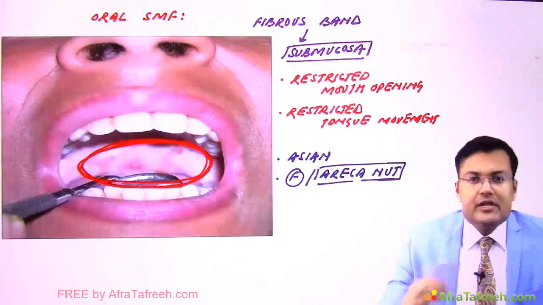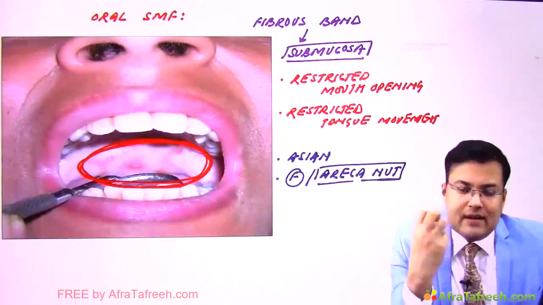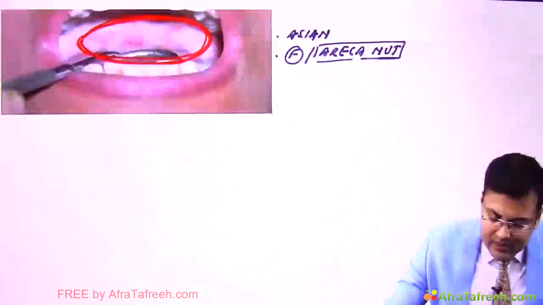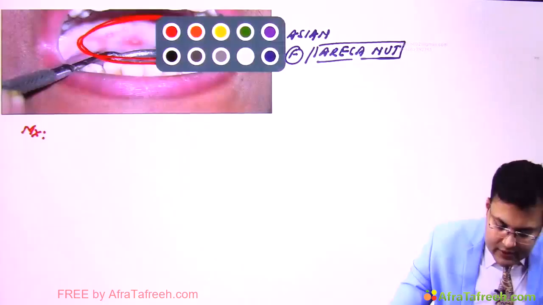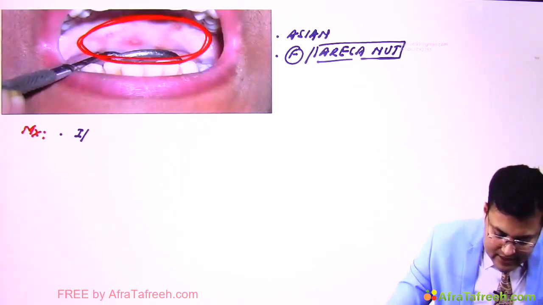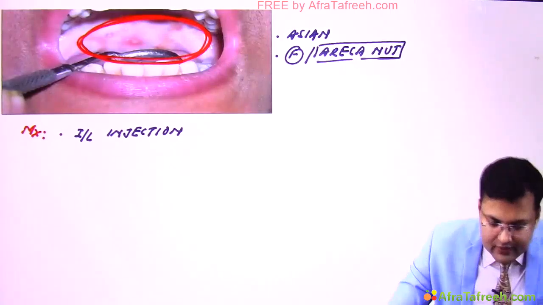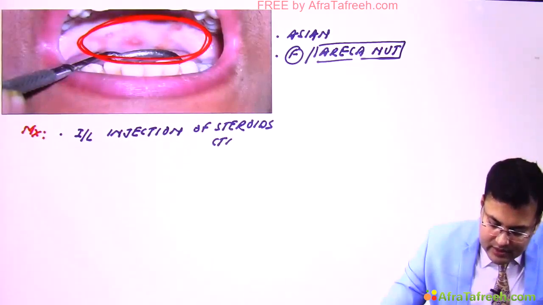The alternative treatment is you can excise the fibrous bands, excise these fibrous areas, and go for grafting. So what's the management of submucous fibrosis? First option is intralesional injection of steroids. And the particular agent we generally inject is triamcinolone.